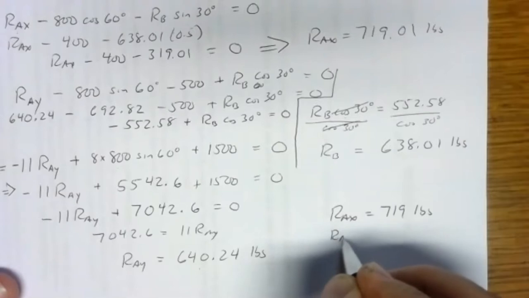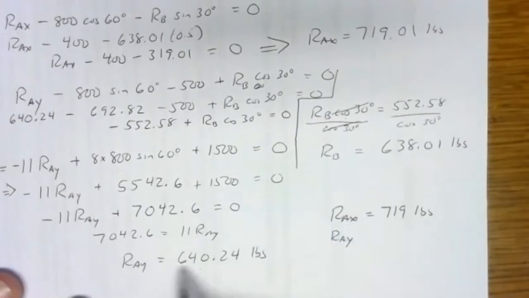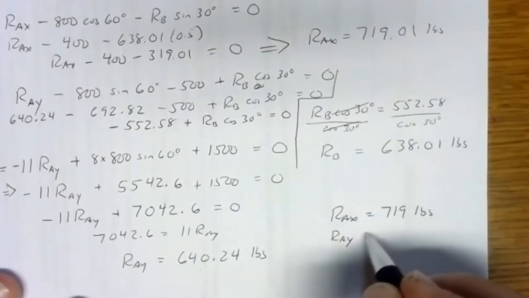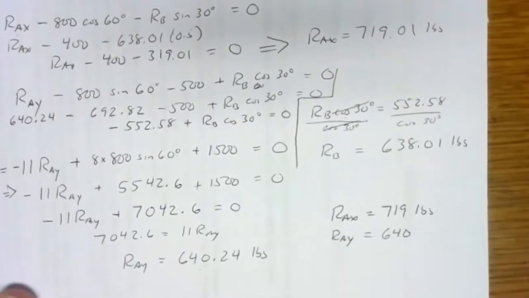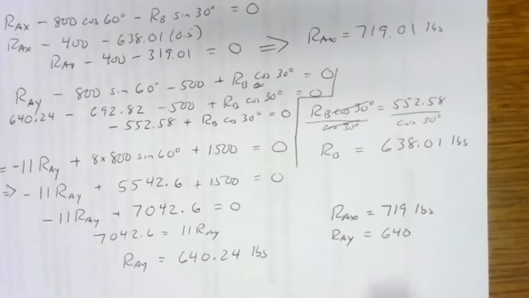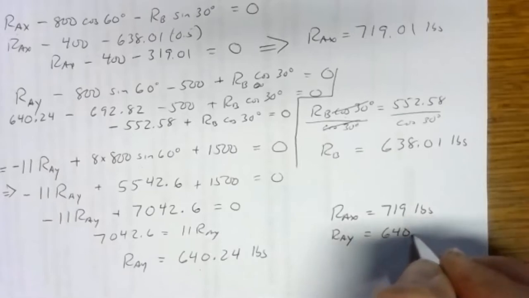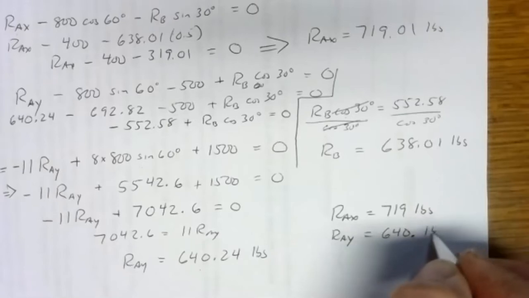pounds. RAY was 640.24. Now my first pass at trying to round that would be to write it as 640. But 640 looks like 2 sig figs because trailing zeros don't count unless there's a decimal point there. So I could put a decimal there. That would be one way to solve the problem.